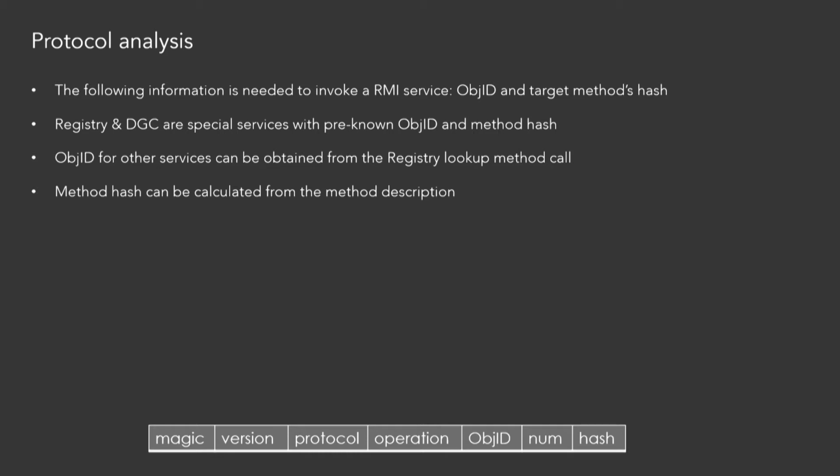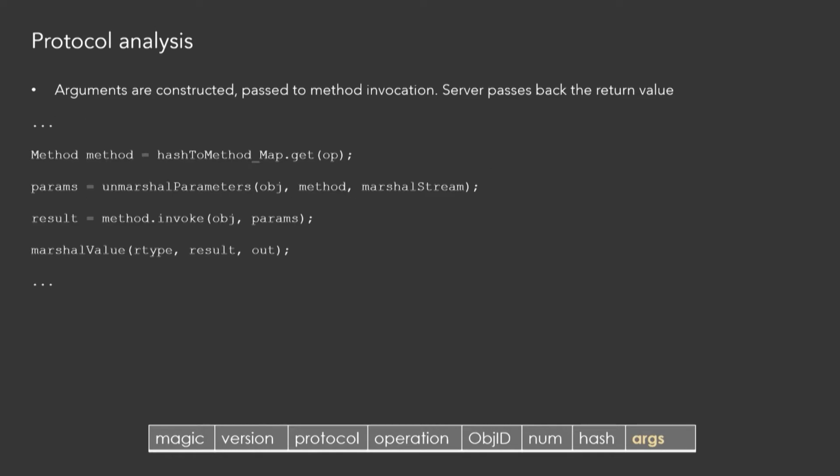Right, so we know that the information needed to invoke an RMI service is the object ID and the target method hash. So how do you invoke the registry and the DGC service? These are special services, and they are pre-known to the client. They have well-known object IDs and method hashes, so you can just compute them beforehand and then invoke them afterwards. Yeah, the method hash can be calculated from the method description.